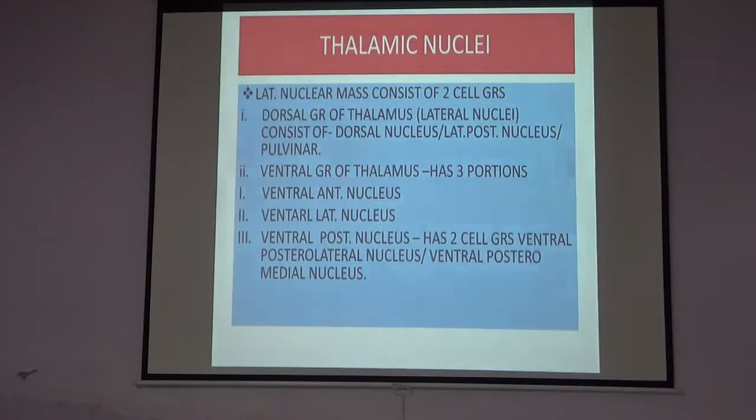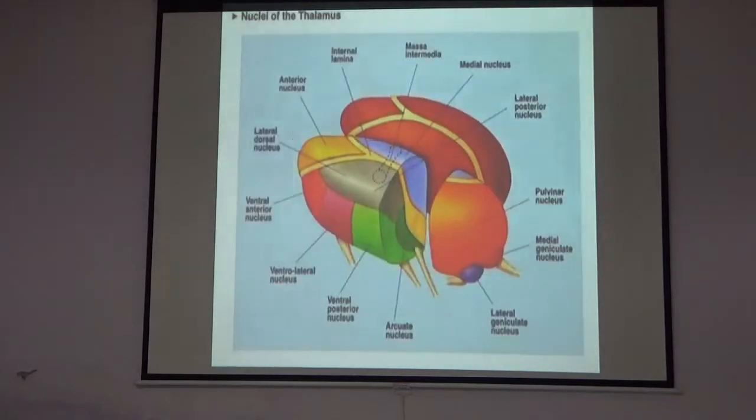Then the lateral nuclear mass, which consists of 2 cell groups: the dorsal group of thalamus, also called as lateral nuclei, which consists of dorsal nucleus, lateral posterior nucleus, and pulvinar. And then the ventral group of thalamus, which has 3 portions: the ventral anterior nucleus, ventral lateral nucleus, and ventral posterior nucleus. You can see here the medial nucleus, the lateral posterior, the ventral posterior nucleus, the ventral lateral nucleus, the ventral anterior nucleus, and the anterior nucleus. And this is the pulvinar nucleus.